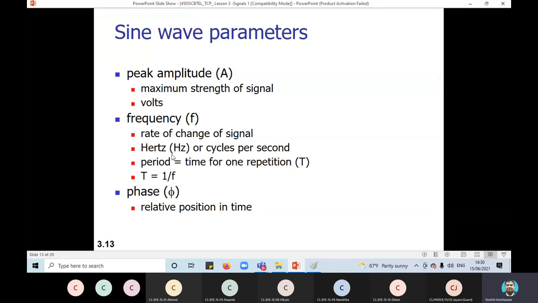Why do we call it hertz? Because this concept was introduced by a scientist called Hertz. To be honest, I cannot remember the first name, but his surname is Hertz. So to credit the resource person, in recognition of the whole world, it says Hertz, HZ, right? Hertz, which is the unit of measuring frequency.